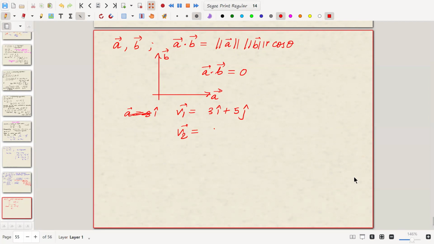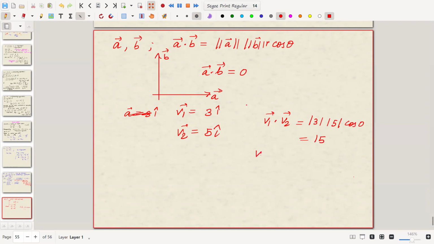Maybe I'll start with a good example so that you can appreciate. Let us take 3 I cap and 5 I cap. You can see that both these vectors are in the same direction, isn't it? Now I am asking you what is V1 dot product with V2. So it should be 3 into 5 cos 0, the zero angle. So it should be 15, right?